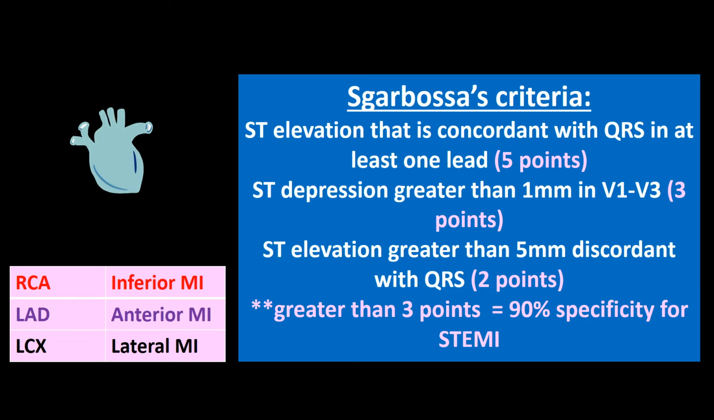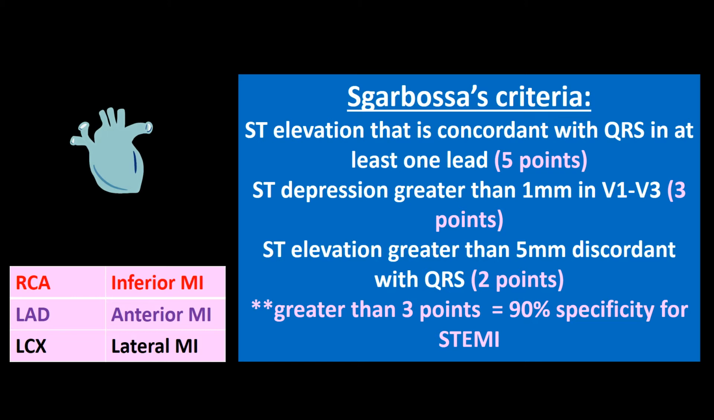An inferior MI, I want you to think of 2, 3, and AVF. That's the RCA dominant. For lateral, I want you to think of 1, AVL, V5, and V6. That's the left circumflex. And then anterior, that's going to involve V3 and V4. That's often the LAD. Posterior MIs, you're going to have the ST elevation in V7 through V9. Those are the leads that are going to go on the back close to the scapula. And then they're going to have ST depressions in V2 and V3 and tall R waves.